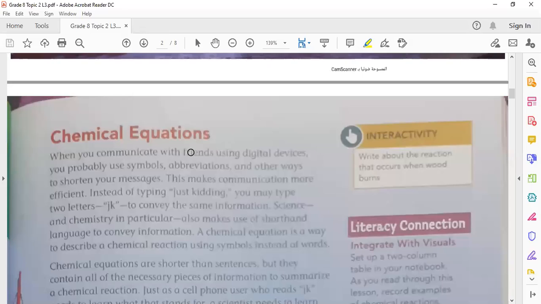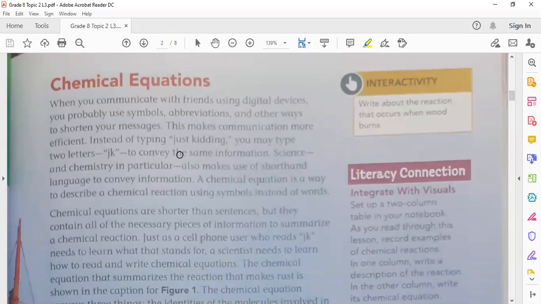When you communicate with friends using digital devices, you probably use symbols, abbreviations, and other ways to shorten your message. Yes. This makes communication more efficient. Instead of always typing just kidding, you may just write JK.